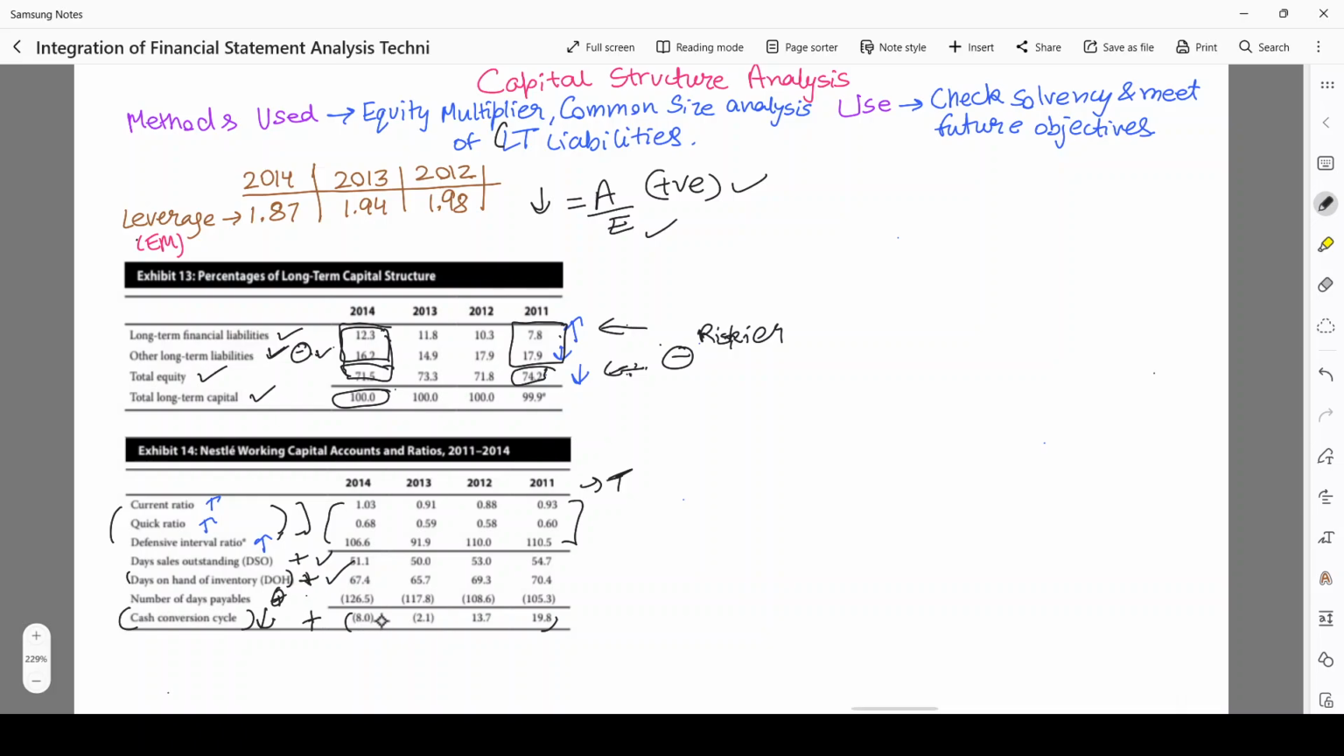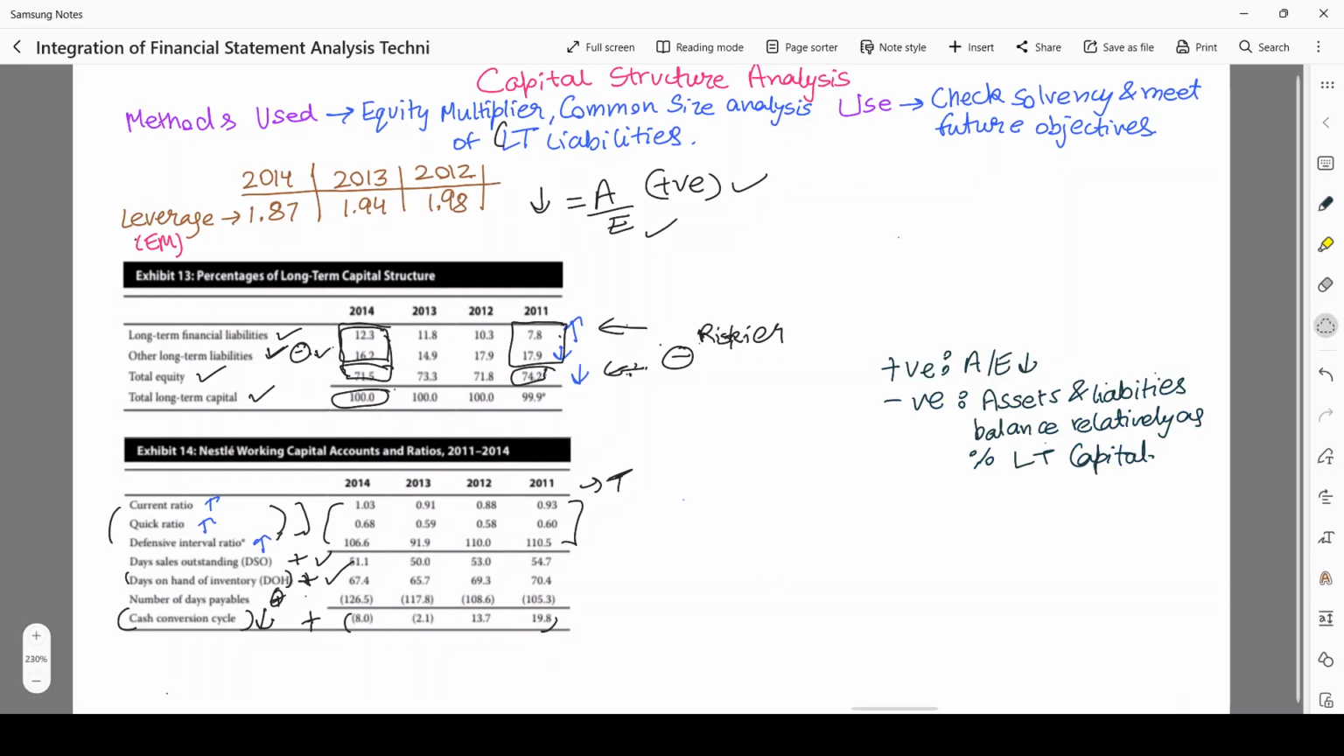But a major part of this decrease is explained by increasing days of payables, which is taking a longer time to pay the vendors of the firm. That's it for capital structure analysis. So just a final comment, the equity multiplier falling was a positive, and the negative was the asset and liability relative balance as a percentage of long-term capital was shifting more towards liabilities.